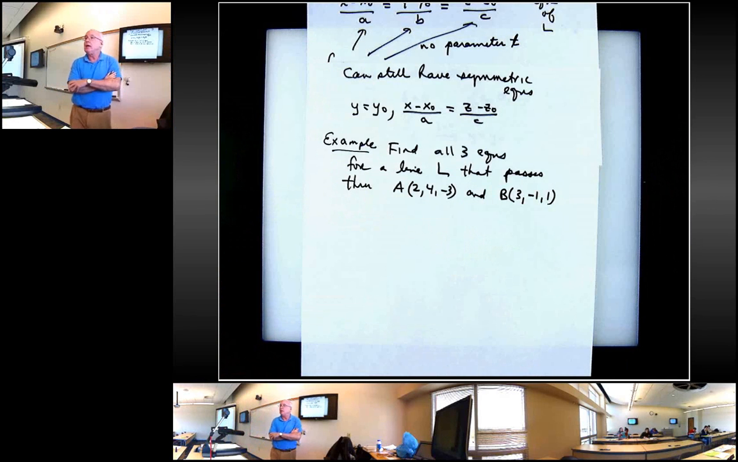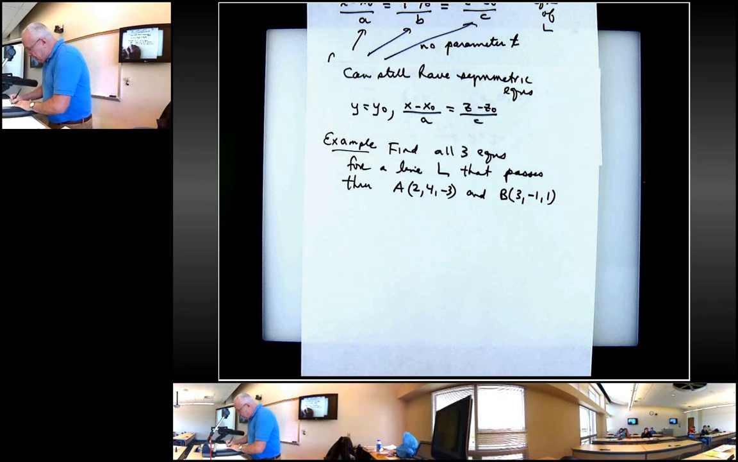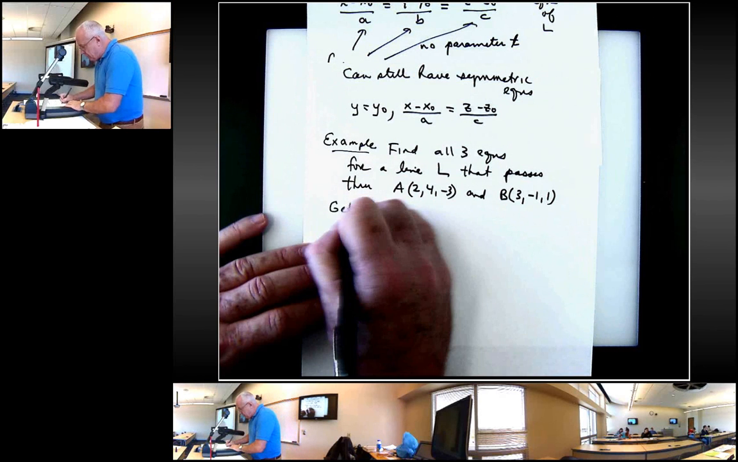Now remember, for a line, we need a point that it goes through and a direction vector. Well, here we're given two points that it goes through. So what do we have to find? The displacement vector, or the direction vector. So, we need to get the direction vector.